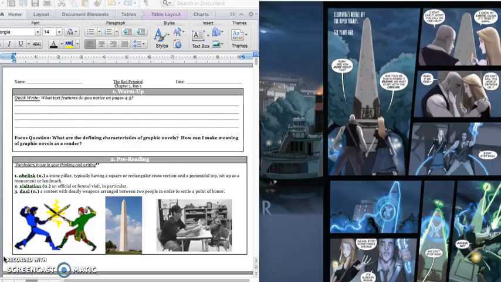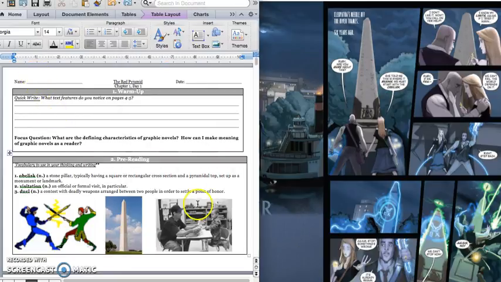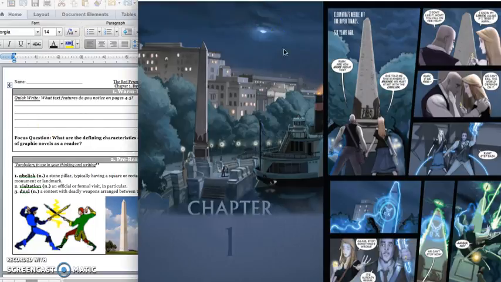Good afternoon, fourth grade. Today we're going to be starting our novel, The Red Pyramid. Before we begin, we want to talk about what text features you notice. And so I want you to pull out your foldable, and I want you to look on this front page.